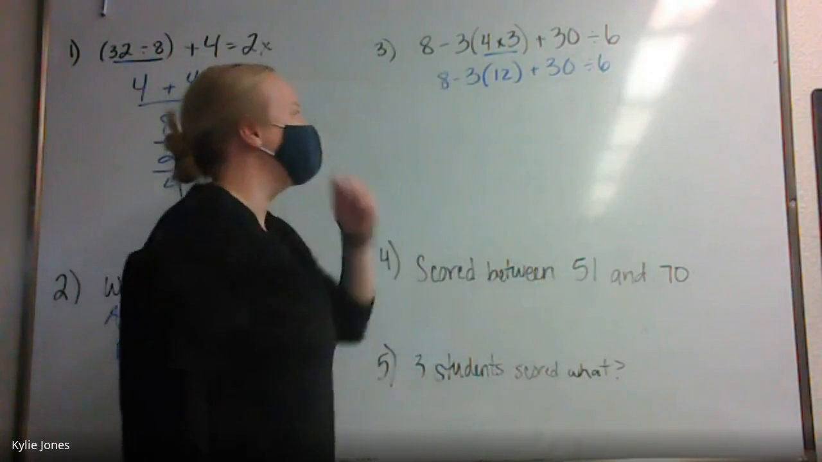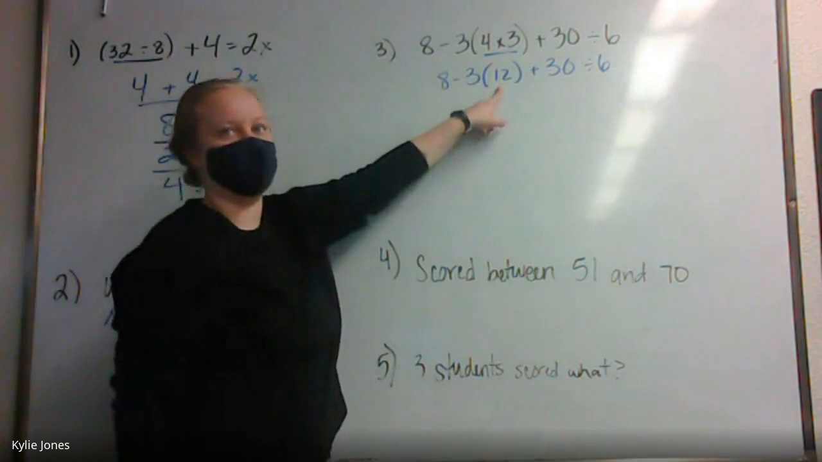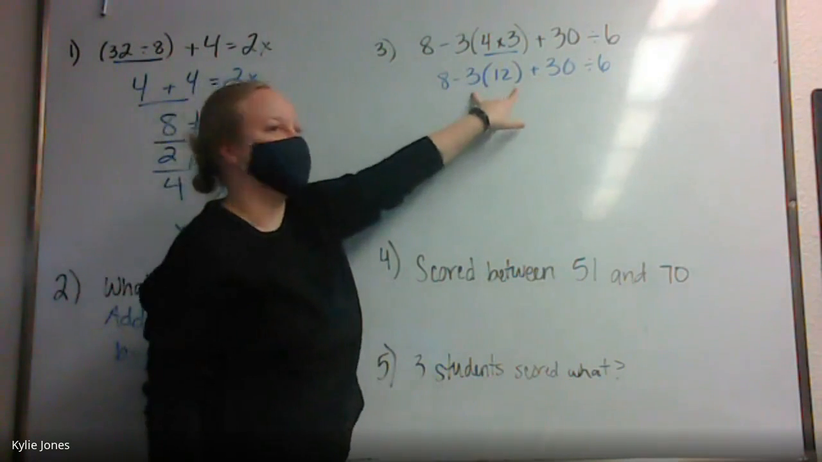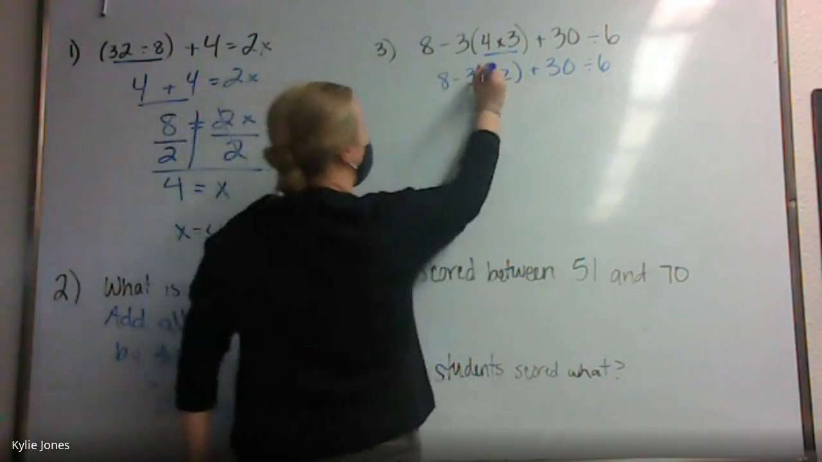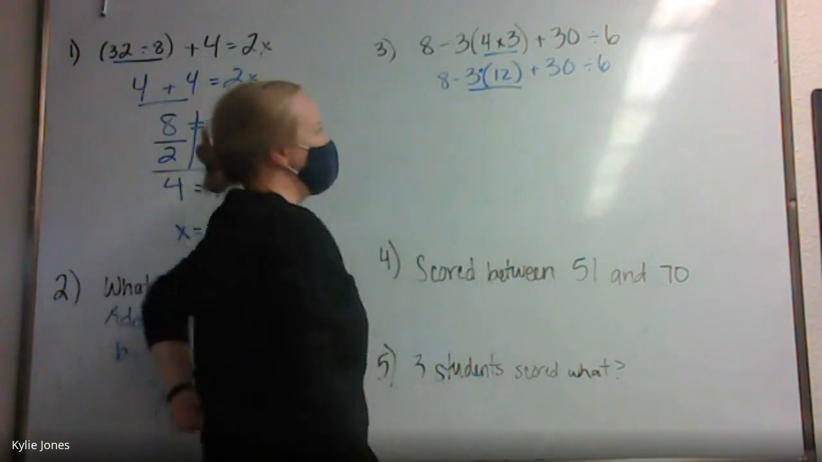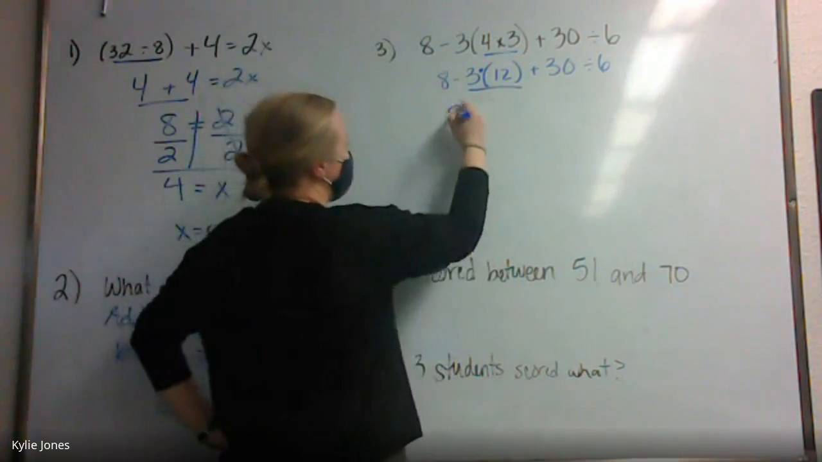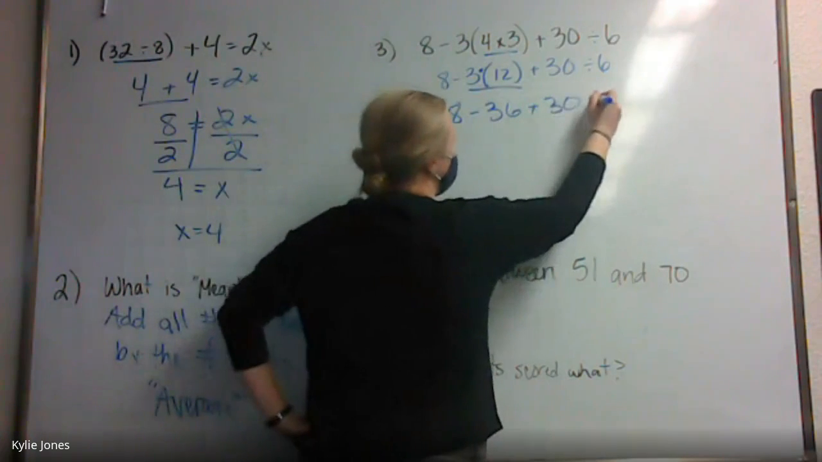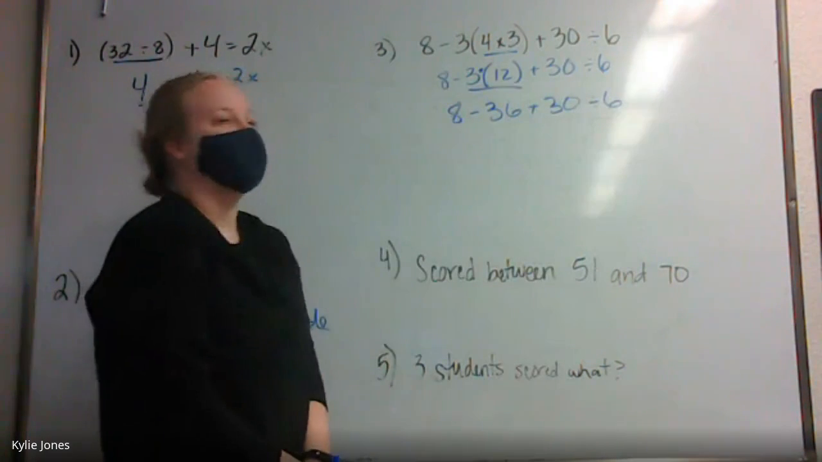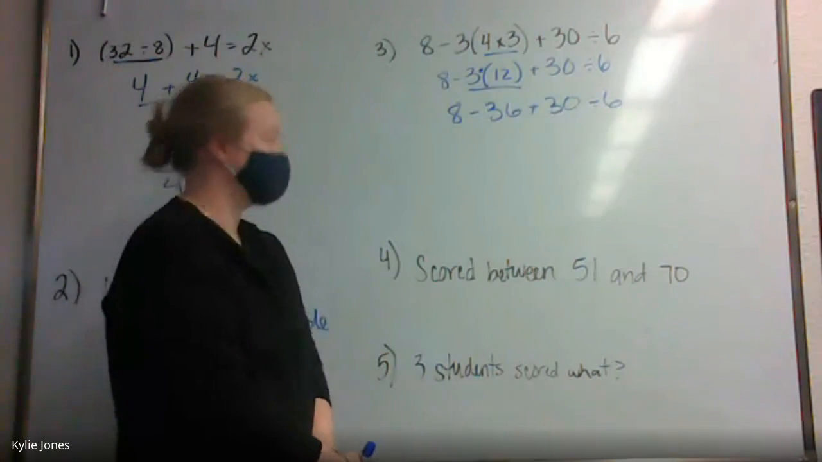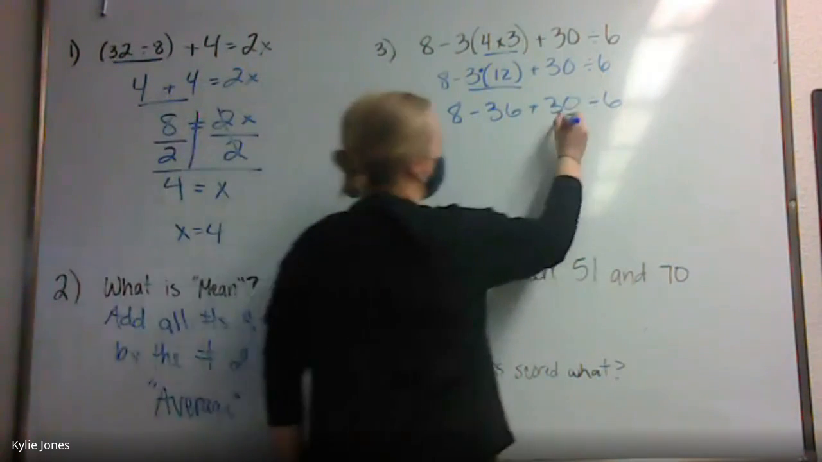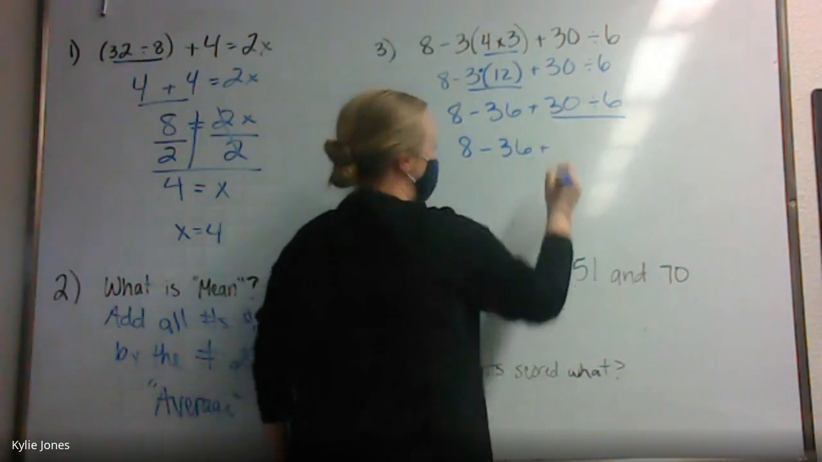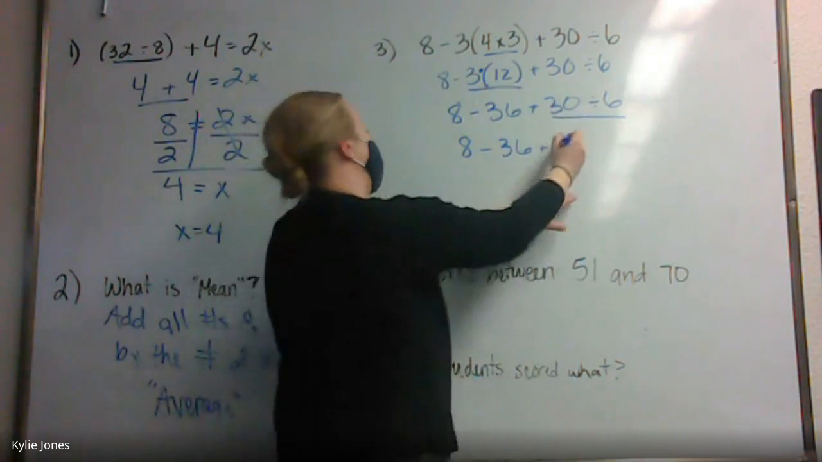Okay, so that's still a long thing. We still have some parentheses here, right? They're not gone just yet. What is the operation happening with these parentheses? Multiply. So what is 3 times 12? 36. So 8 minus 36 plus 30 divided by 6. Now what? We got to divide next. So 30 divided by 6 is 5.